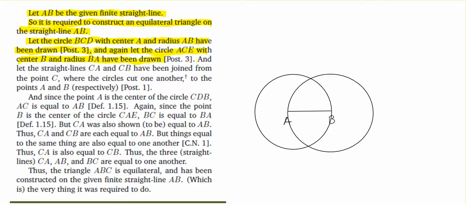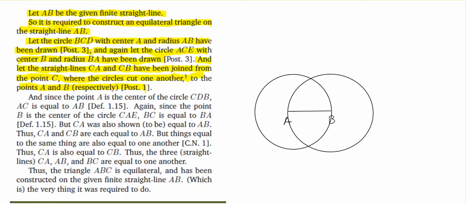Next sentence says, and let the straight lines CA and CB have been joined from the point C, where the circles cut one another, to the points A and B respectively. Alright, let's think about what that says. We're going to have two straight lines, CA and CB. They're going to be joined from point C. We have not put point C on our circles yet because I wasn't sure where it's going to go.